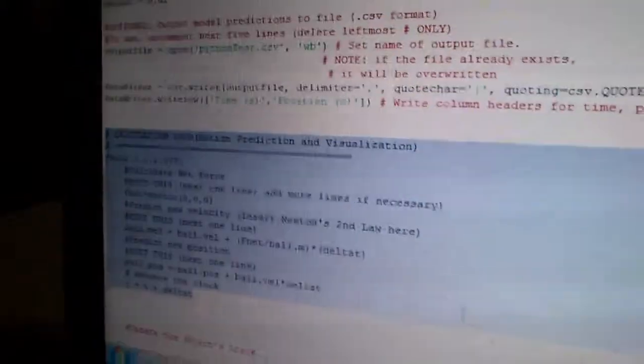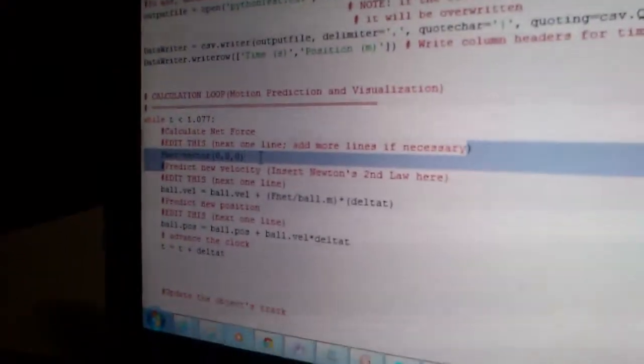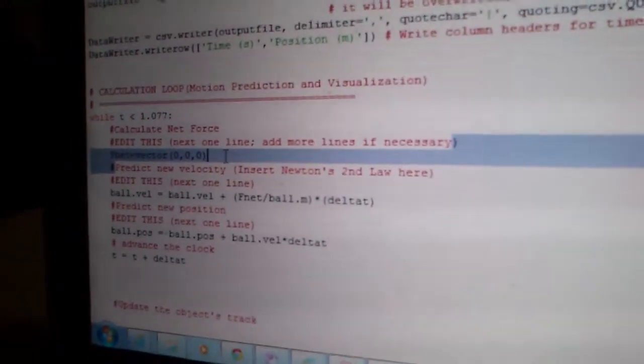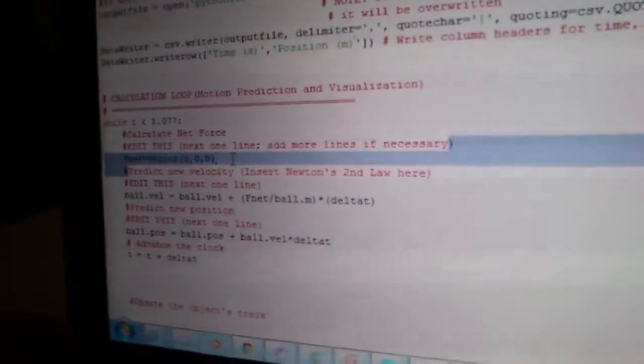So I will run. First, I need to establish the second law. For this case, because we have to simulate a constant velocity motion, we have to establish the net force to be 0 newtons in all its coordinates: 0 in the x coordinate, 0 in the y coordinate, and 0 in the z coordinate.